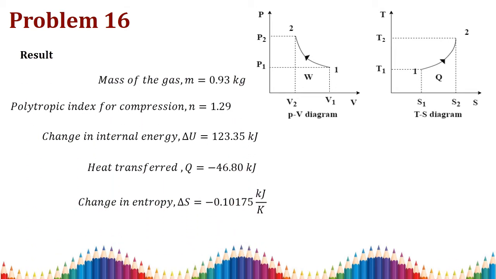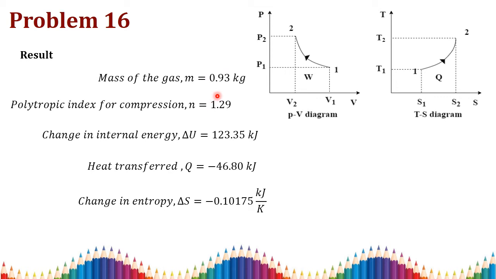So as a result, the mass of the gas is 0.93 kilogram, the polytropic index for compression n is 1.29, the change in internal energy is 123.35 kilojoule, the heat transfer is minus 46.80 kilojoule, and delta S is minus 0.101 kilojoule per Kelvin.